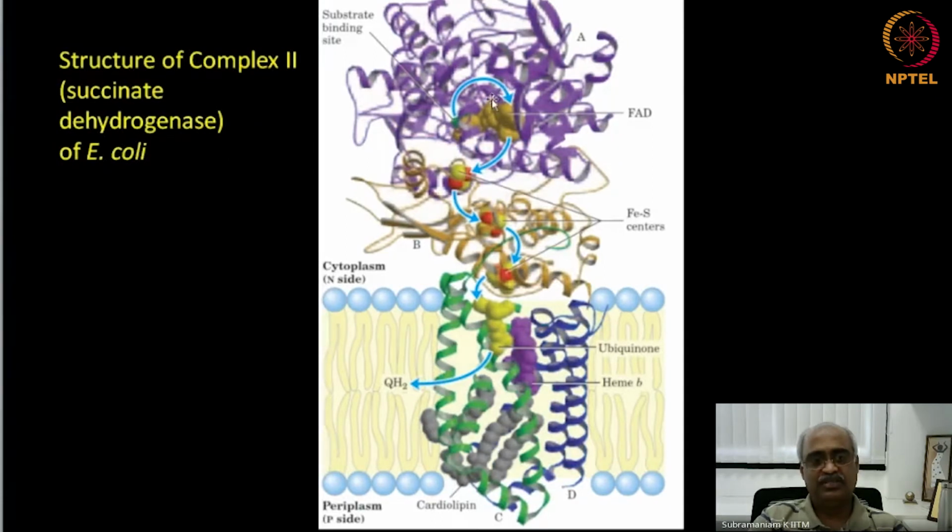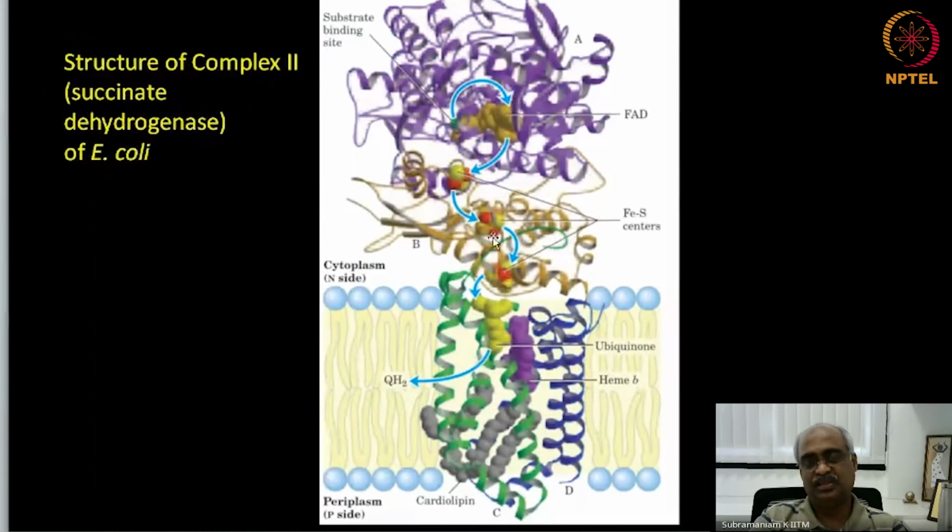In this complex, you have here the substrate binding site. What is the substrate? Substrate is succinate. From there the electron is transferred to the FAD. From there it goes to these iron-sulphur centers, 3 of them, and this blue arrow tracks the direction of electron flow finally to the ubiquinone, and this reduced ubiquinone diffuses into the membrane.